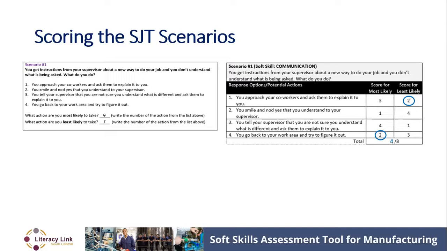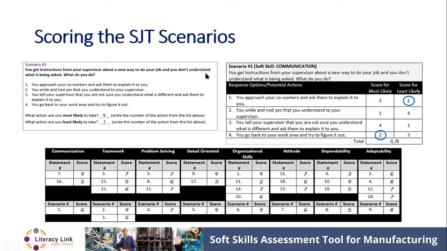Once you've scored all 9 scenarios, transfer them to the scoring sheet just as you did with the scores for the first part of the assessment. It will look something like this. You can see that all of the LEQ statements have been scored in the columns closer to the top of the scoring sheet, and each of the 9 SJT scenarios have been scored in the appropriate place near the bottom. All that's left to do is add those scores up.